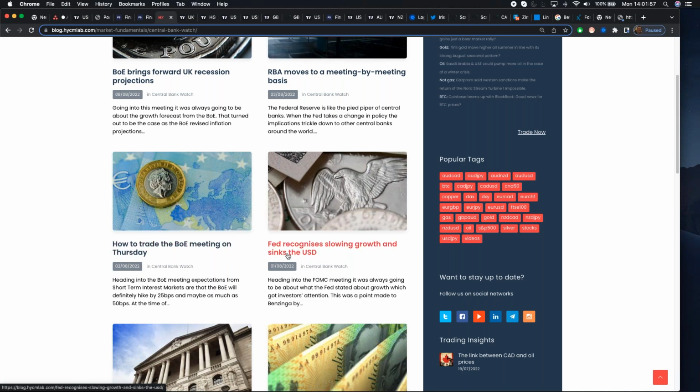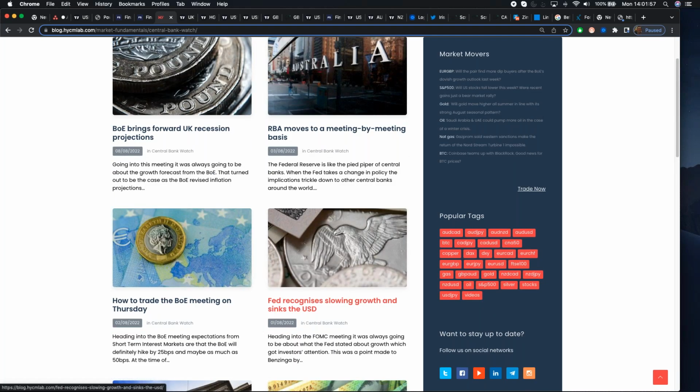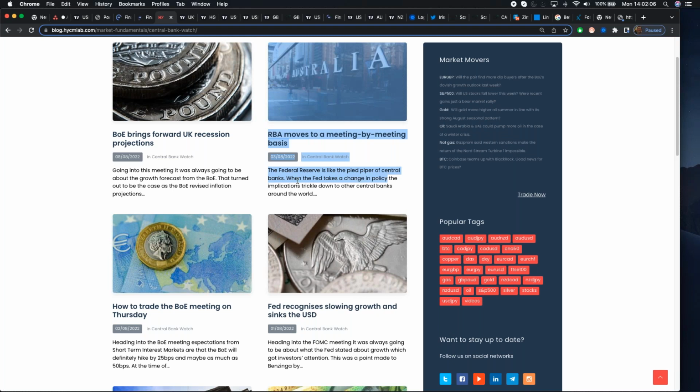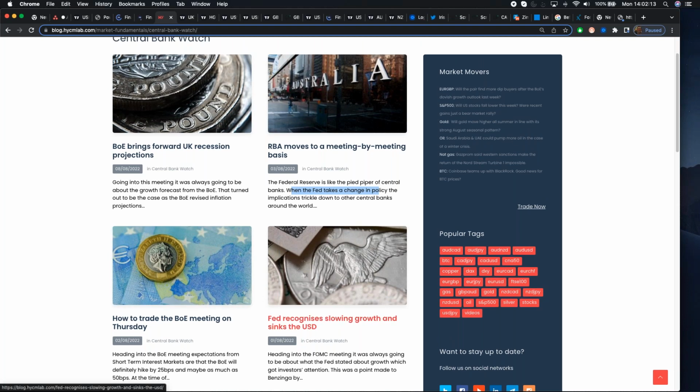What did the RBA do? The RBA met next, and they moved to a meeting by meeting. And here's what it said: the Federal Reserve is like the Pied Piper of a central bank. When the Fed takes a change in policy, the implications trickle down to other central banks. So that's why I expect the RBA to be more dovish. Were they? Yes. And then who meets next? The BOE. What were they? They were more dovish.